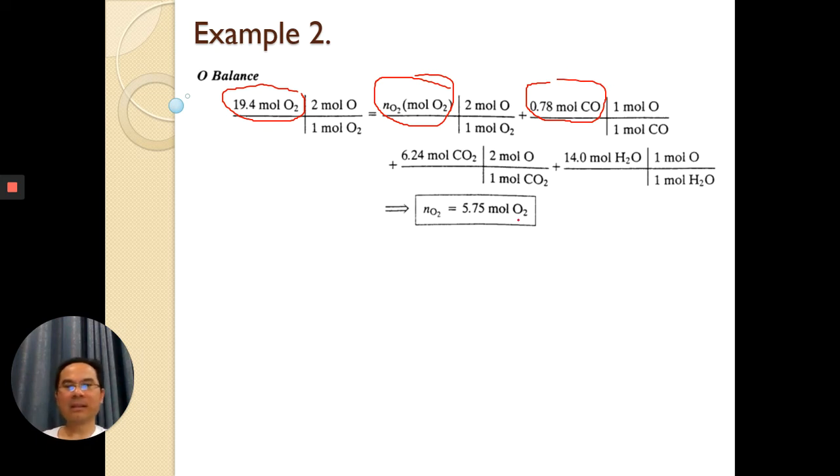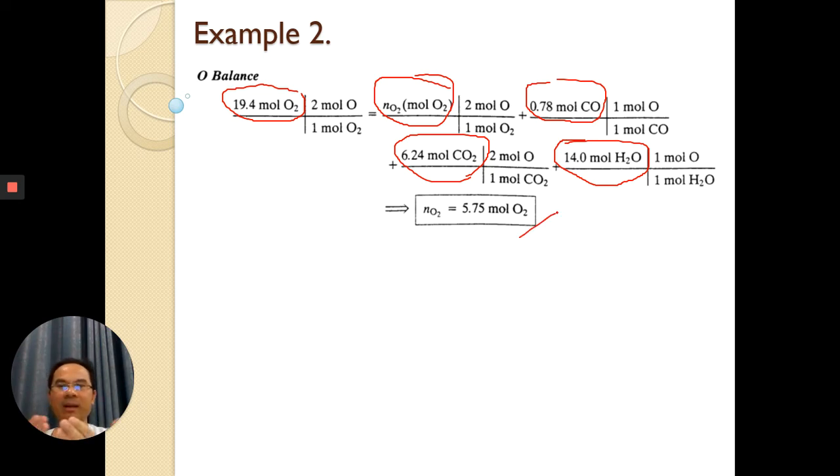That's right. The third term is CO2. 1 mole of CO2 includes 2 moles of oxygen, and the CO2 output is 6.24 mole from the balance. And the last term is from water. 1 mole of water includes 1 mole of oxygen, and you know the water output is 14. And then you can solve for NO2.